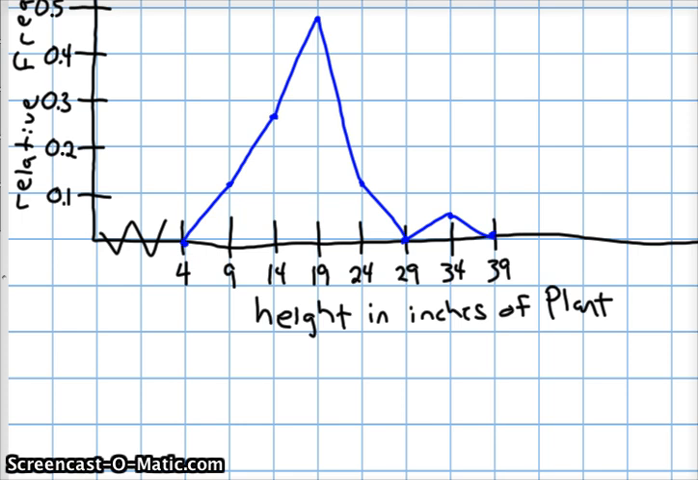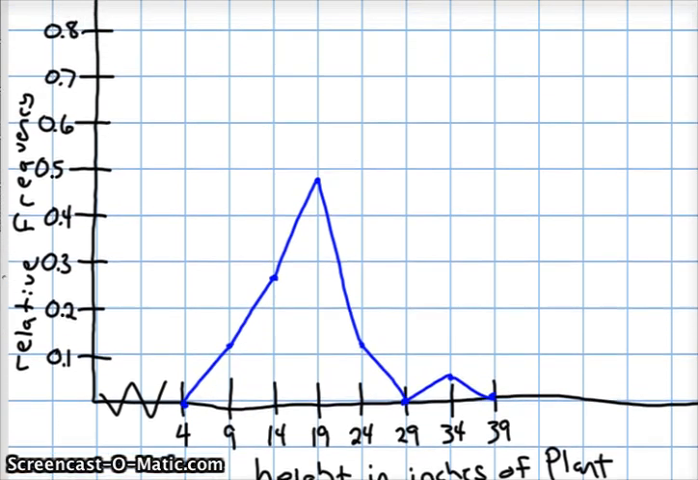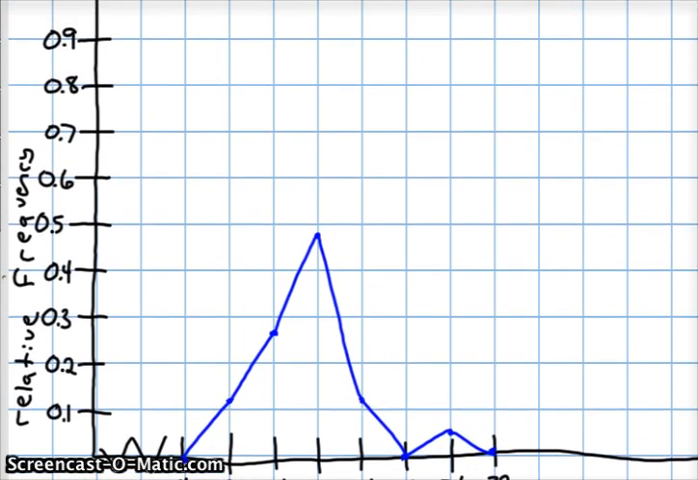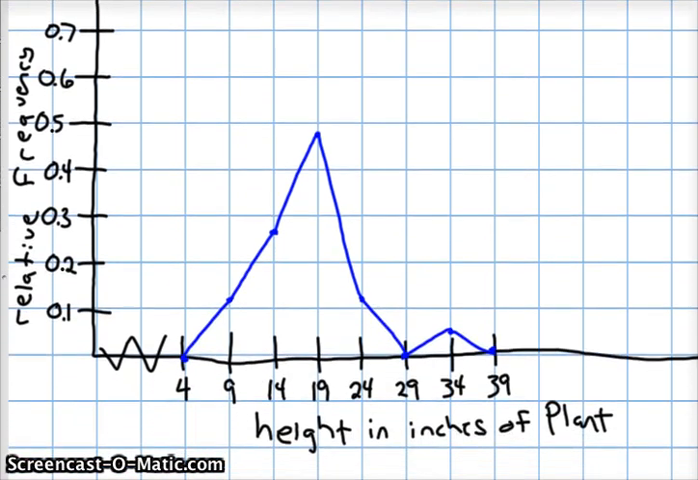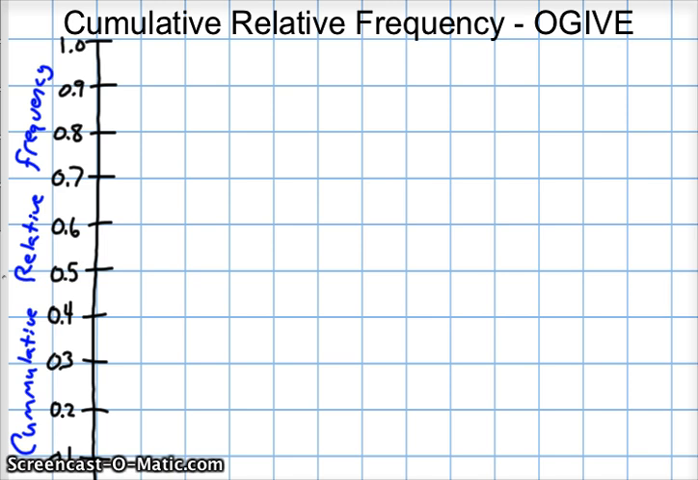And so it's very similar to a histogram, but instead of putting bars, we put in points at the midpoints of each class. And so that's a relative frequency polygon. And you have to close it, where you start at 0 and you end at 0, so that it's a closed polygon.